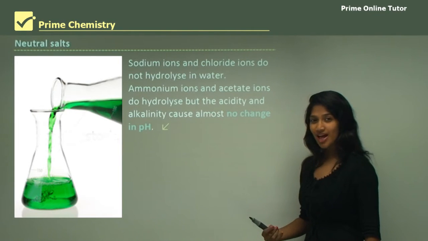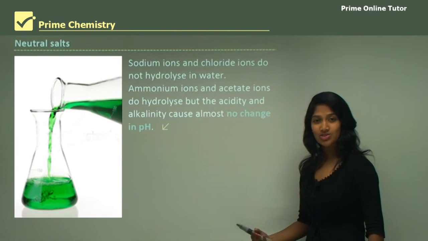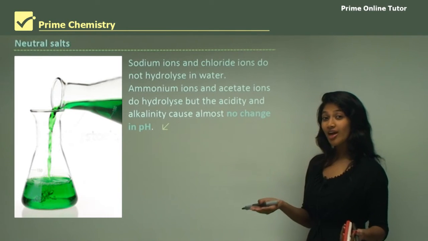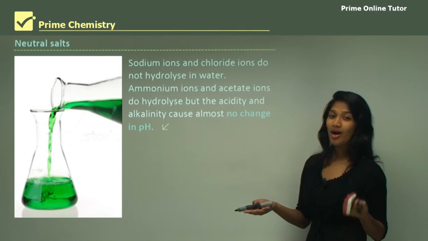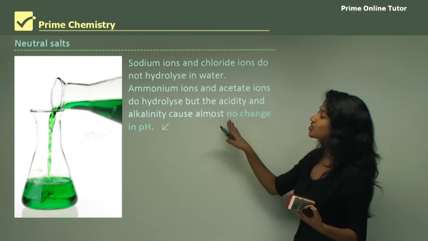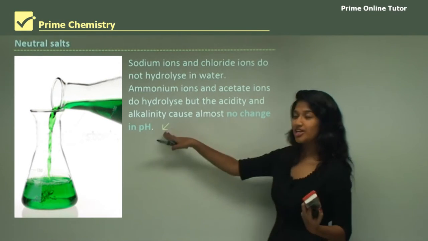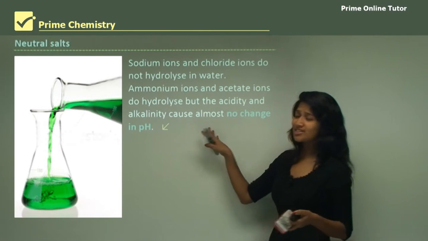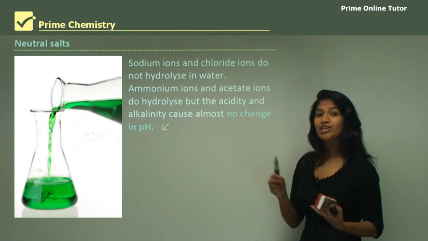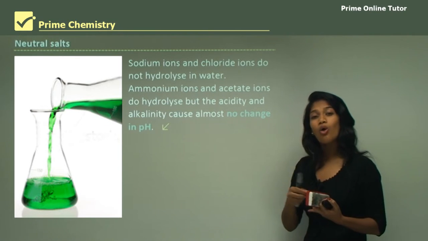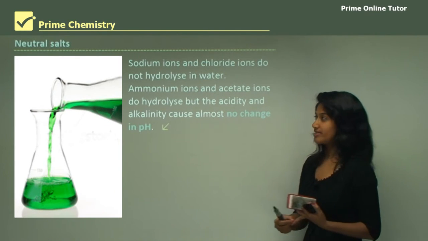When both hydrolyze in water, we have the same concentration of hydronium ions and hydroxide ions. If you have equal concentrations of hydronium ions and hydroxide ions, it's going to give a neutral pH, so no change in pH. So that's how neutral salts work. Neutral salts are either made up of strong acids and strong bases, or weak acids and weak bases.